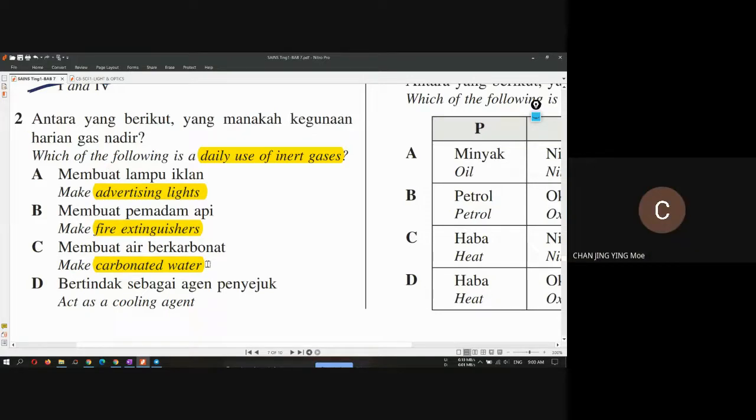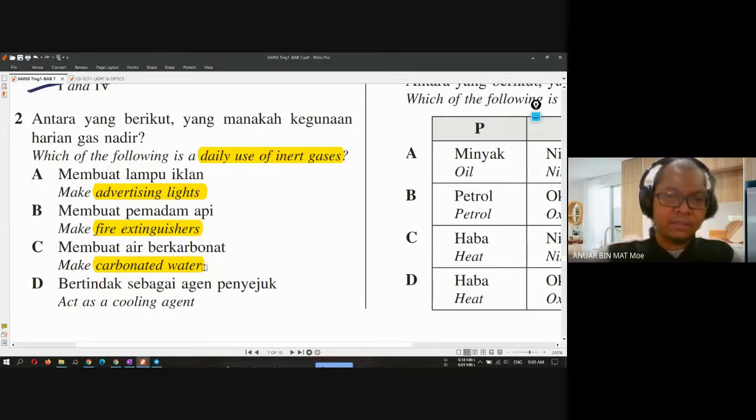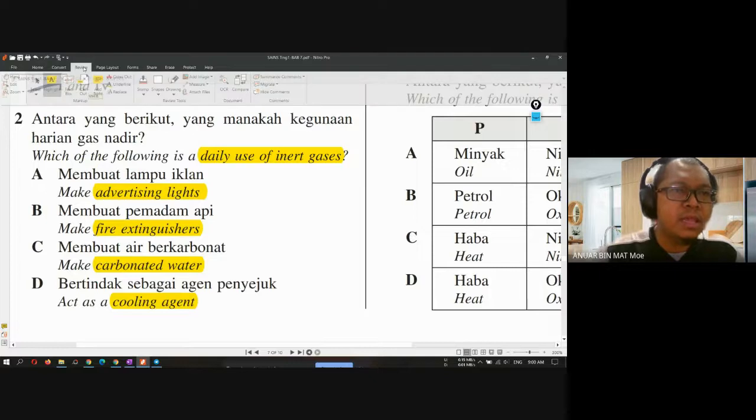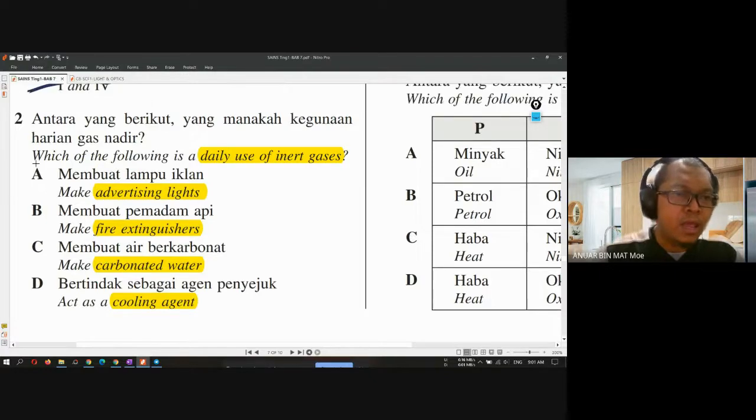Carbon dioxide. Still the same, carbon dioxide. Very good. And then it acts as a cooling agent. A cooling agent, what type of gas? Nitrogen. Yes, so the answer for question number two is A, to make advertising light.